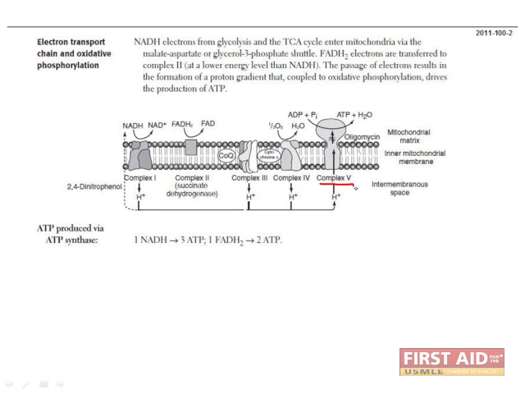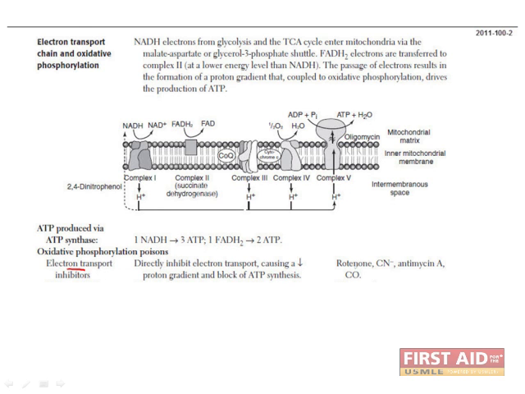Complex 5 is also known as ATP synthase. It produces 3 ATP for every NADH to enter, and 2 ATP for every FADH2, since FADH2 starts at a later point, and therefore is not able to pump as many protons across the membrane. Electron transport inhibitors such as rotenone, cyanide, antimycin A, and carbon monoxide directly inhibit electron transport from complex to complex.